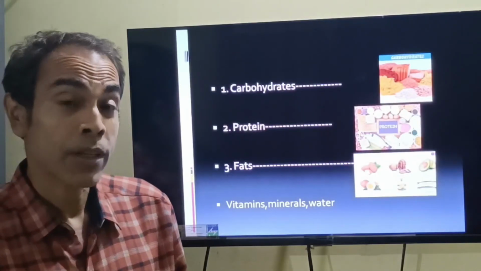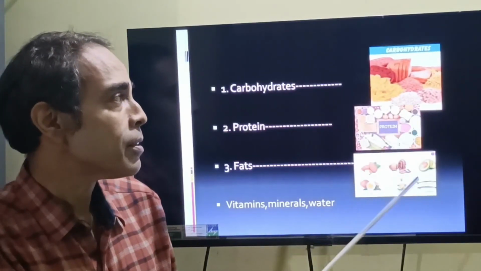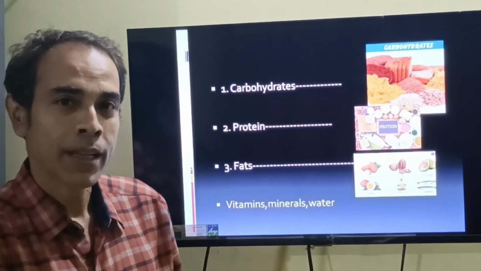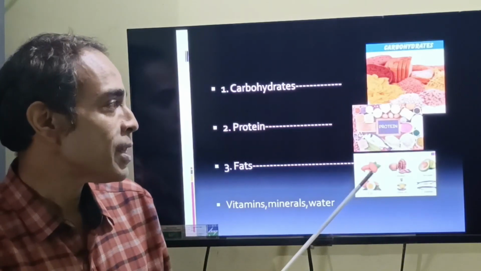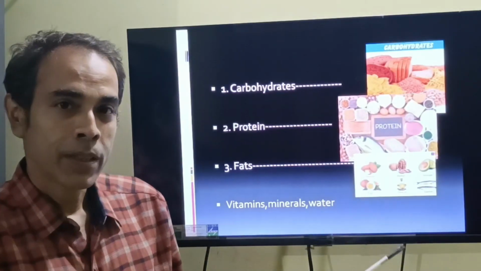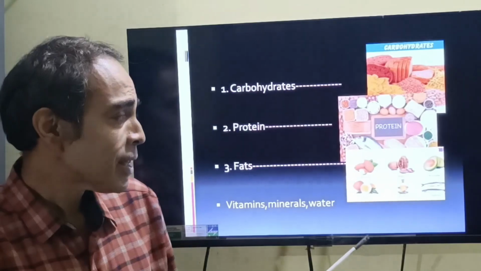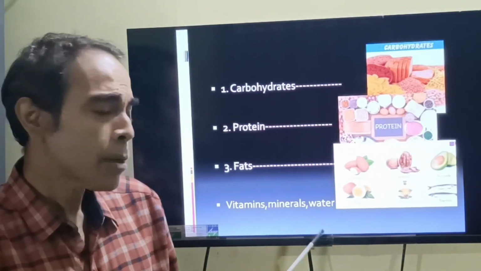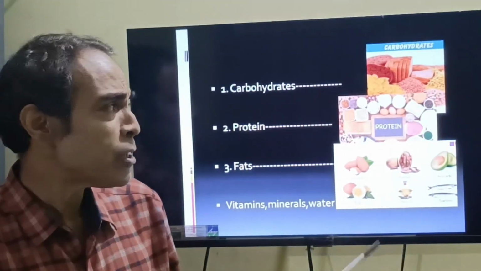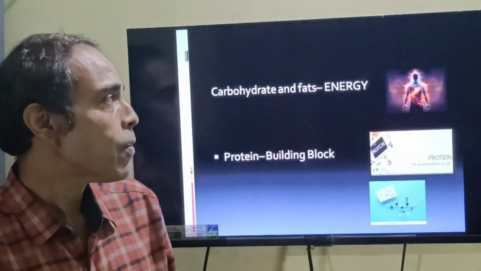So what are the nutrients we commonly take? Number one is carbohydrates: bread, rice, which we take regularly in our meals. Proteins like egg, fish, meat. Fats like nuts, eggs and so on. Vitamins and minerals are also nutrients, but the major parts are the carbohydrates, proteins, and fats.